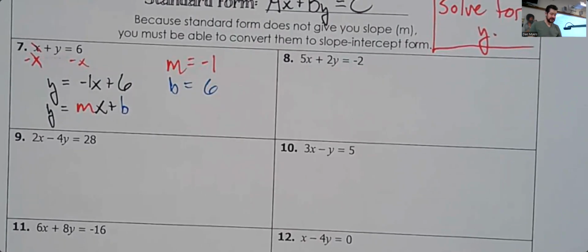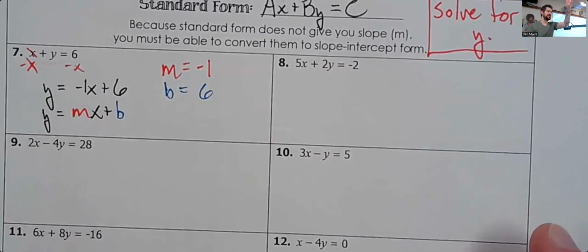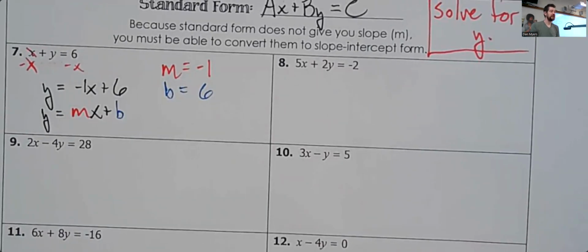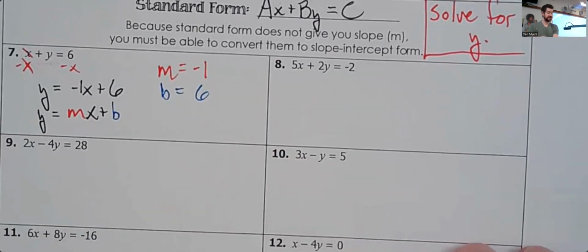Problem number 8. We need to get y by itself. What's the first thing we need to do? This is going to be a 2-step one. So number 8, what's the first thing we need to do to try to get y by itself? Yeah, get rid of that 5x. Basically, get rid of the term with x first by adding it or subtracting it, whether it's positive or negative to begin with. These are all positive on this page to begin with. So basically, subtract the term with x first.